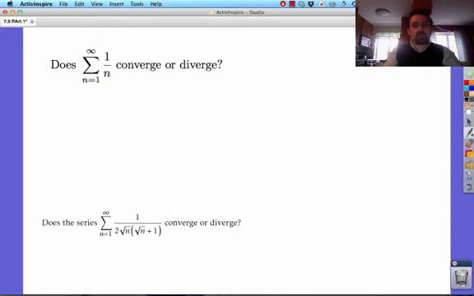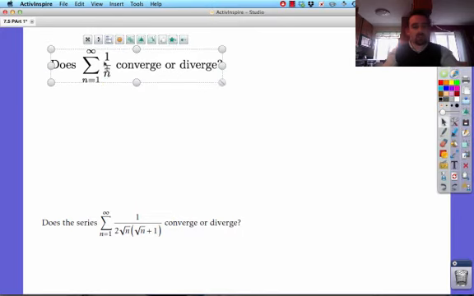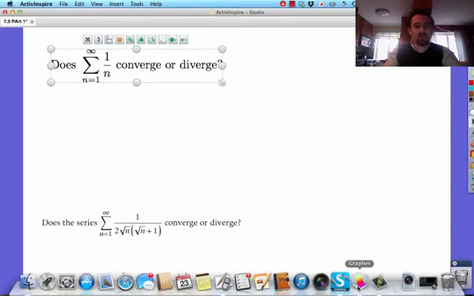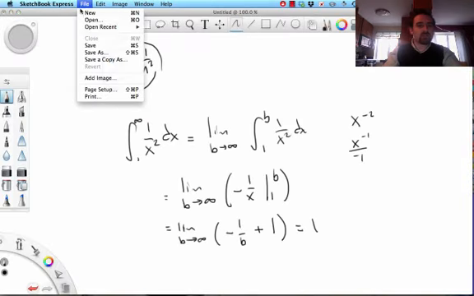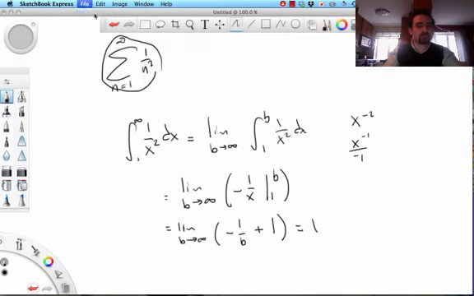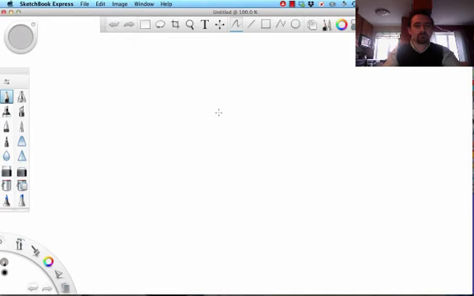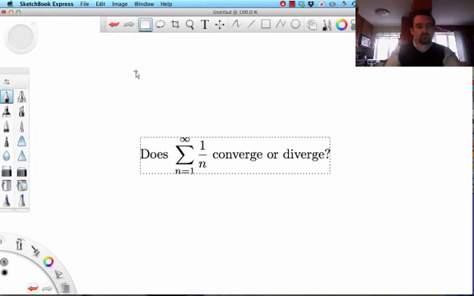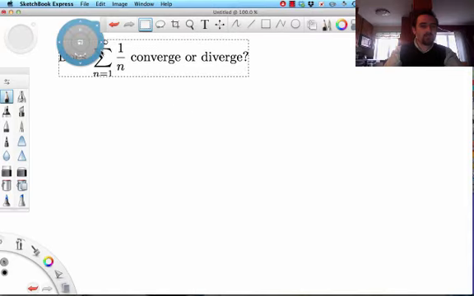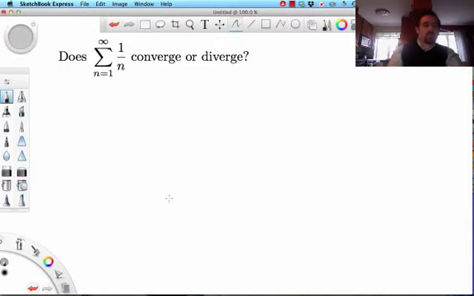Okay, so here's some other applications. This is a very important one. The question is, does the harmonic series, just 1 over n, converge or diverge? Again, let's take a look at the integral test. First of all, the divergence test says it might converge because this goes to 0. Going to 0 means it may converge, but doesn't necessarily. So let's check the integral.